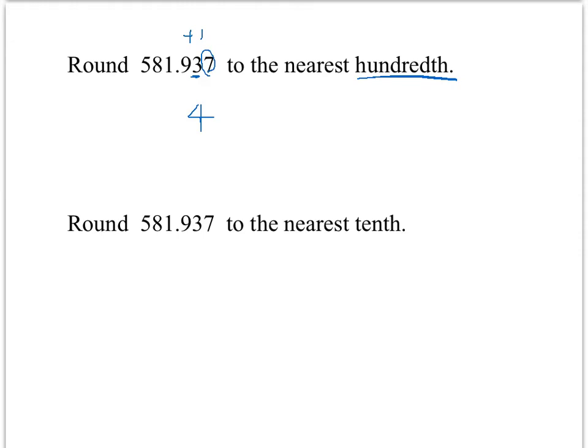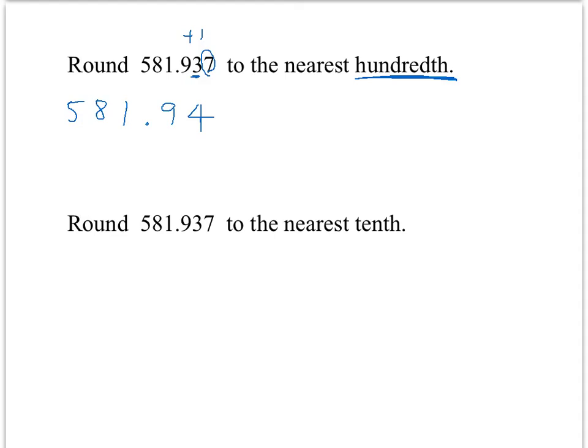the digits to the left stay the same. So the 9, the decimal stays there, the 1, 8, the 5. And the digits to the right of that 4 go to 0, but because we're rounding to the hundredth place, what we have here is good enough. We don't need any more zeros in here, so we can leave that out. So our number rounds to 581.94.